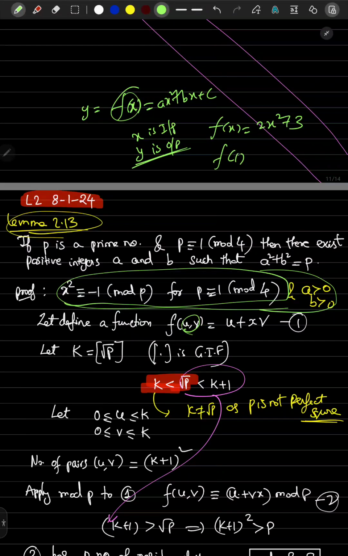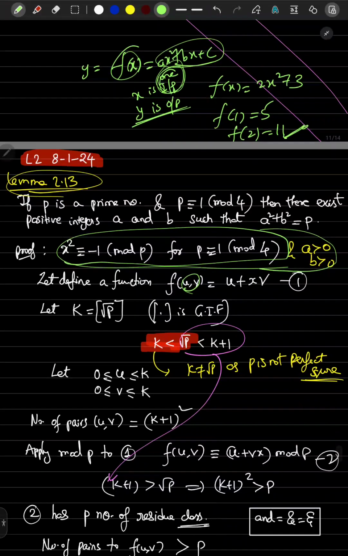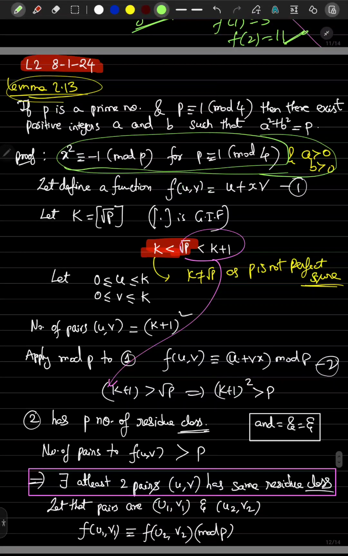Just like if I ask f of x equals 2x squared plus 3, what is the output of f of 1? 5. Output of 2? 11. Yes, 2 squared is 4. Like that, there is one input and one output. Here we are saying that there will be two inputs, u and v, and only one output. So the important thing is, x is nothing but this x.